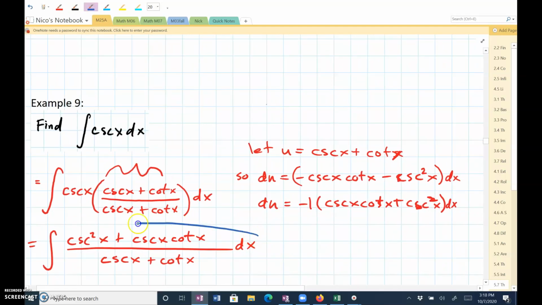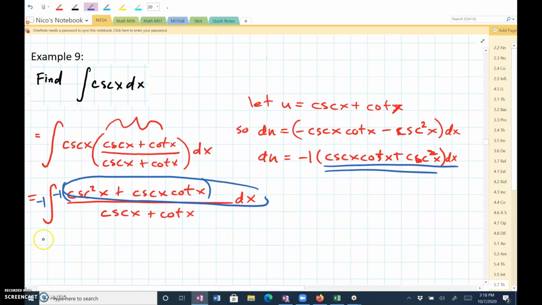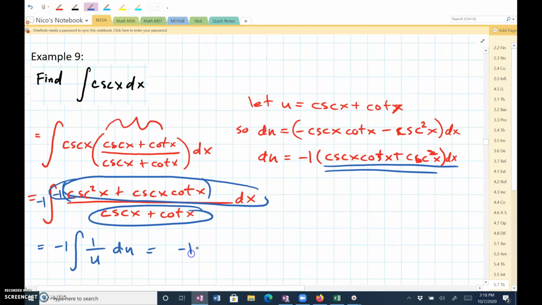Now this is all of this. I need a negative 1, so I'll put a negative 1 here and put a negative 1 out in front to balance it out. So now all of this, well, negative 1 is going to be 1 over du. This is going to be u. And we know the antiderivative here is going to be the natural log of u plus c, where u is cosecant of x plus cotangent of x plus c.